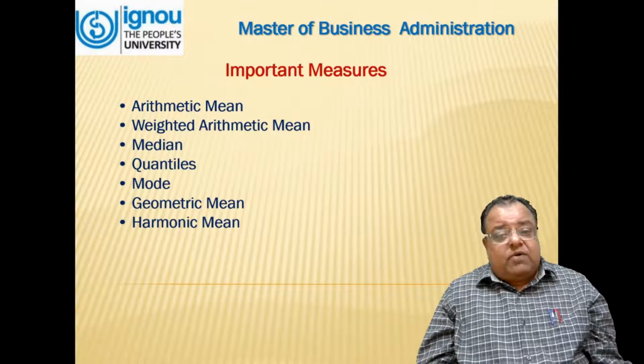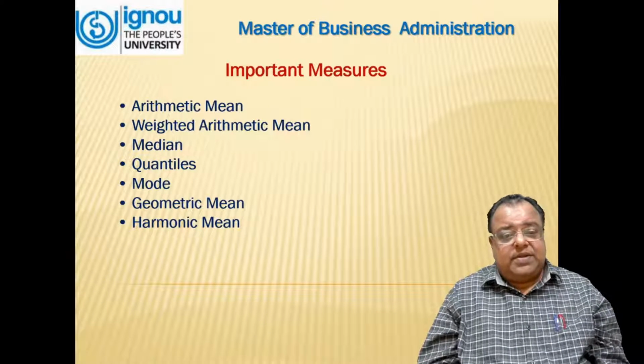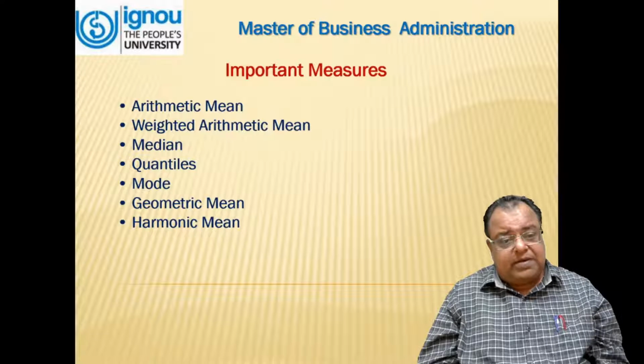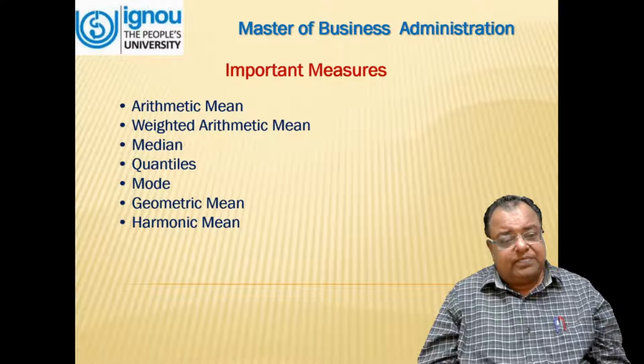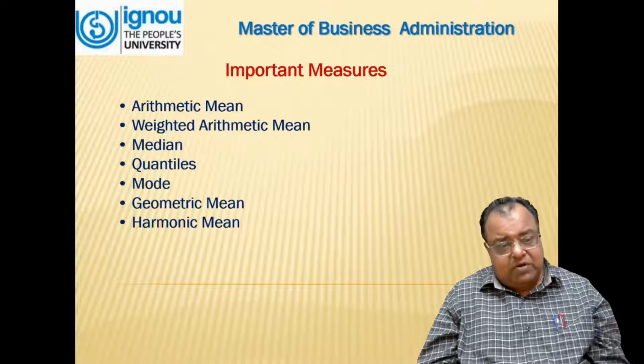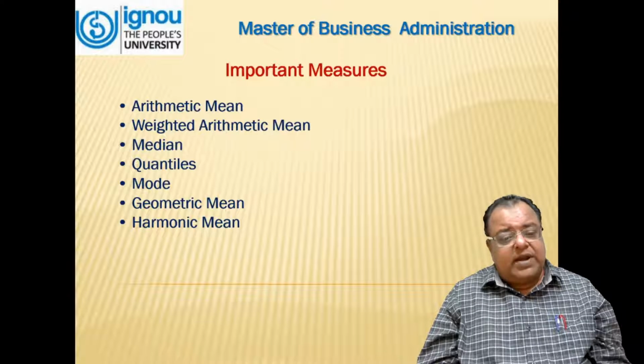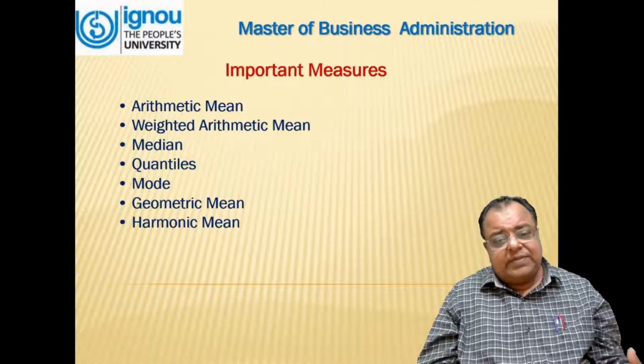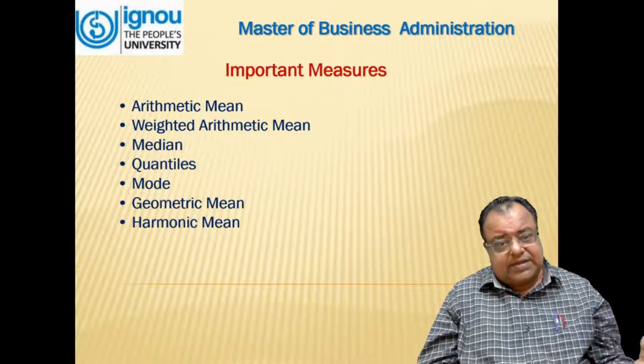Now we will discuss what the important measures are. First one is arithmetic mean. Second one is weighted arithmetic mean. Third one is median. Fourth one is quantiles. Next one is mode. After mode comes geometric mean, and then comes the harmonic mean. So we will discuss them one by one.